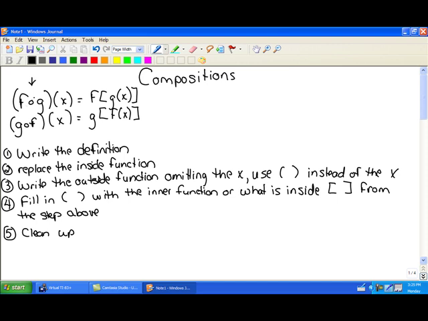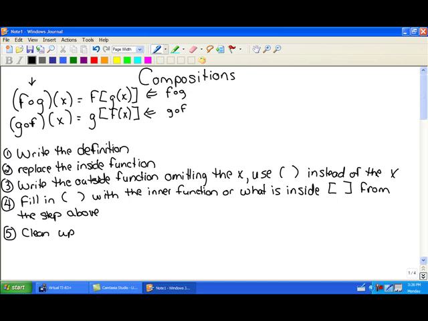Whichever letter comes first will always go on the outside. Whichever letter comes second will always go on the inside. You will sometimes see just shorthand notation for f composed with g or g composed with f, but these mean the same as the definition, f of g of x or g of f of x.